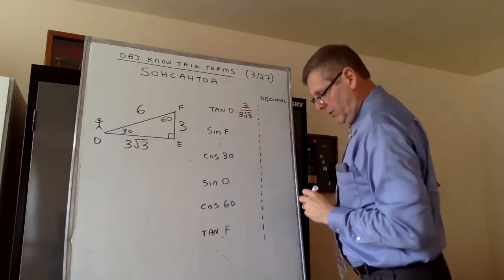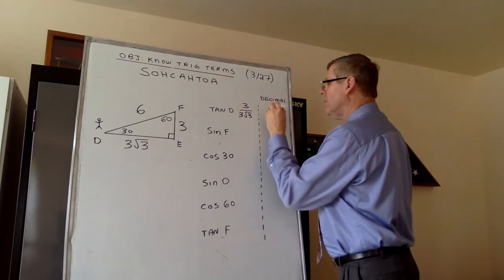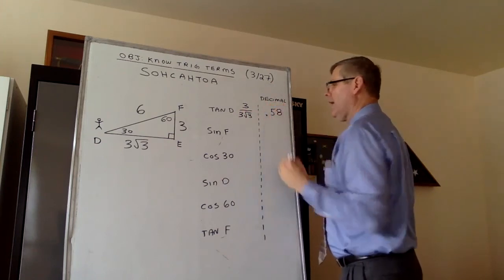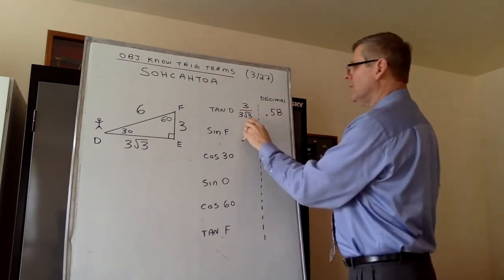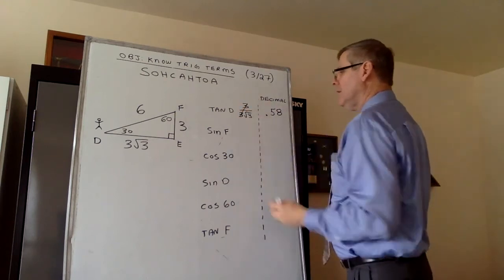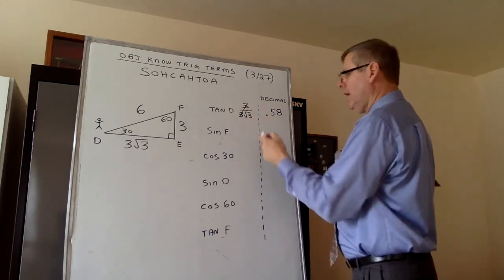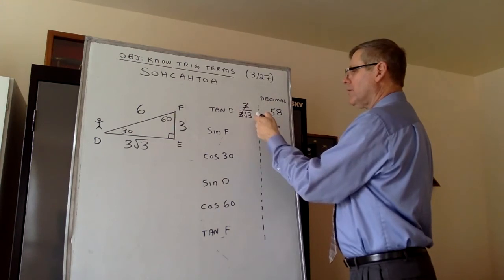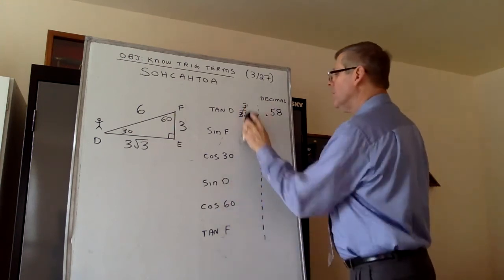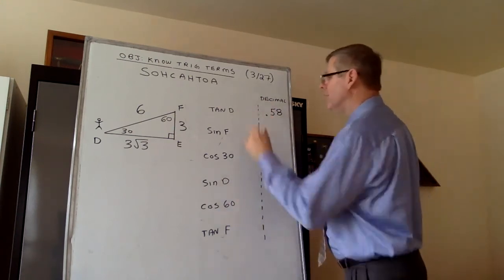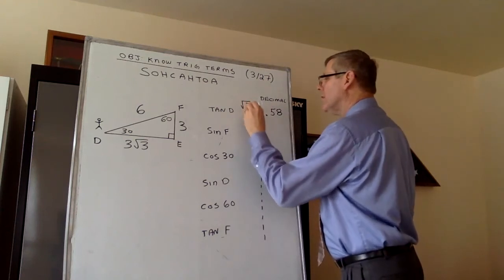And if you put that in your calculator, you'll get that to be 0.58. And if we were to simplify this, see these cancel, it's 1 over radical 3. If you multiply that by radical 3 over radical 3, you would get, in a simplified version, radical 3 over 3.